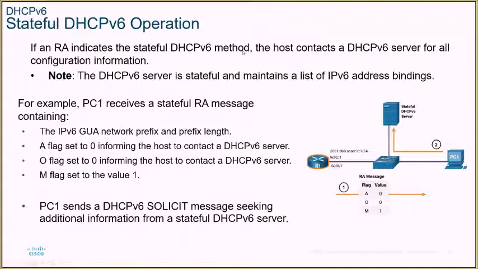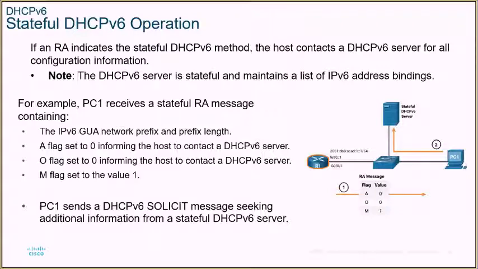If an RA indicates the stateful DHCP method, the host contacts a DHCP server for all configuration information. The DHCPv6 server is stateful and maintains a list of IPv6 address bindings. For example, PC1 receives a stateful RA message containing the network prefix and length, the A flag set to 0, the O flag set to 0 as well, and the M flag set to 1. So we're not using autonomous, we're not using other information, we're using fully managed.